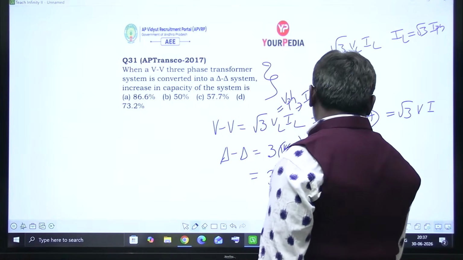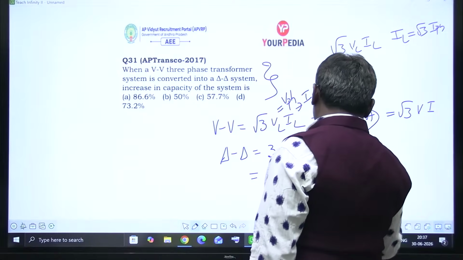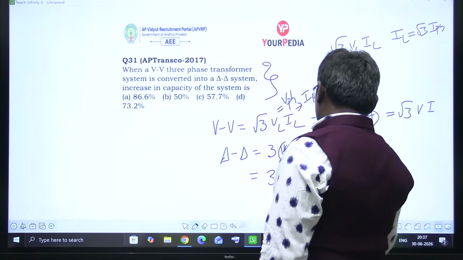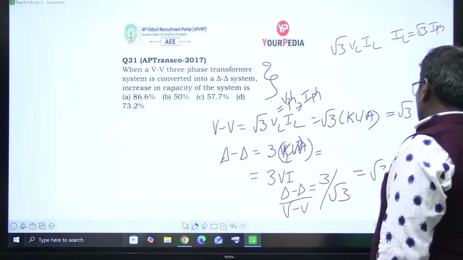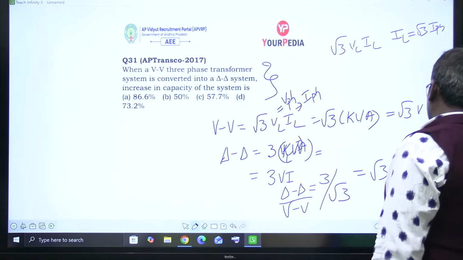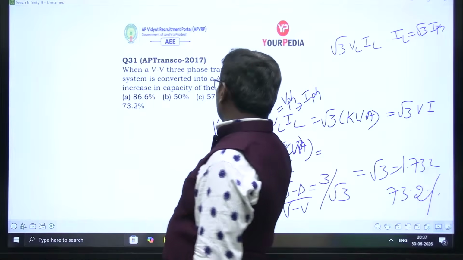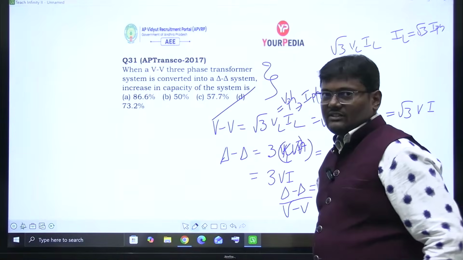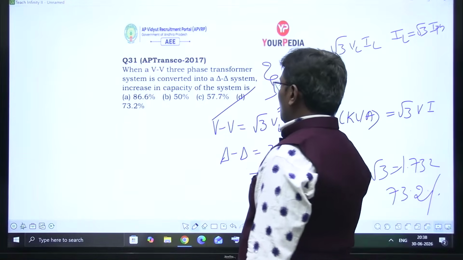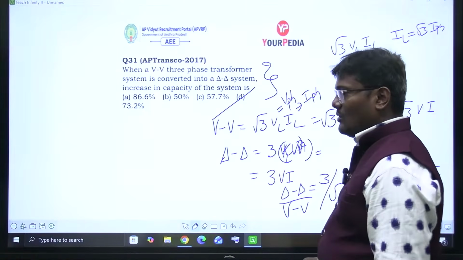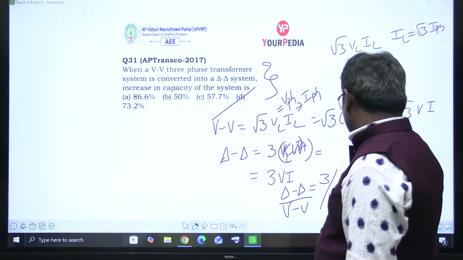Increasing in capacity: 3 by root 3, delta by open delta. Root 3 is 1.732, so 73.2% is overloaded. D option is correct. 73.2% is overloaded. Okay, got it. D is correct.